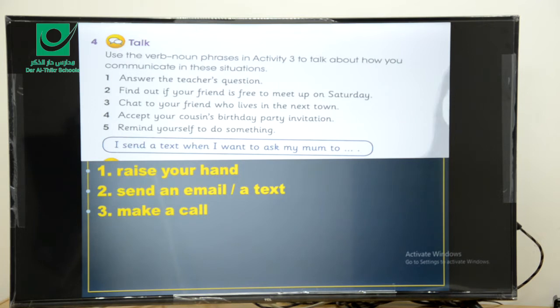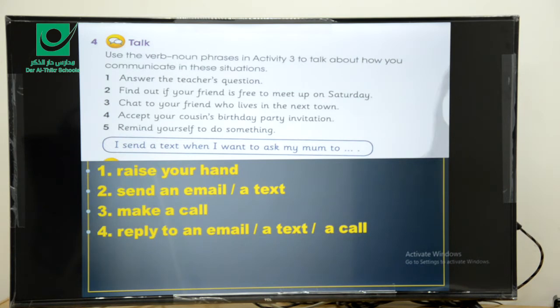In number 4, if you want to accept your cousin's birthday party invitation, I'll give you some time to think. Number 4 will be reply to an email, or reply to a text, or reply to a call. So it's going to be a reply. And the last one, 5, if you want to remind yourself to do something, you are going to write a note or write an email. Yes, thank you very much.